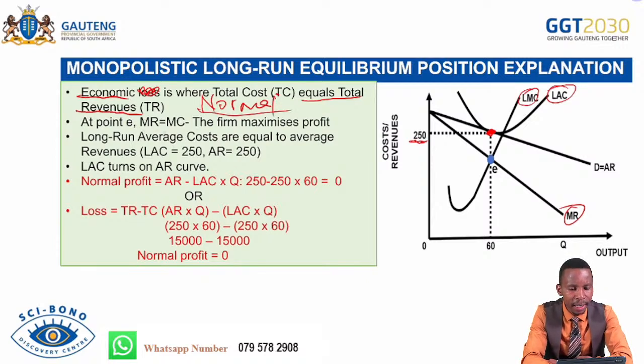And then at point E, MR equals MC. This is the point. Point E, marginal revenue equals marginal cost. Then the firm maximizes its profit.